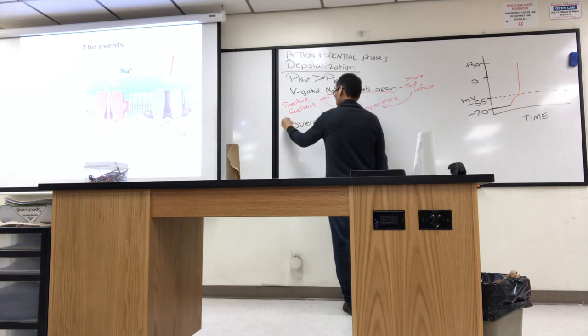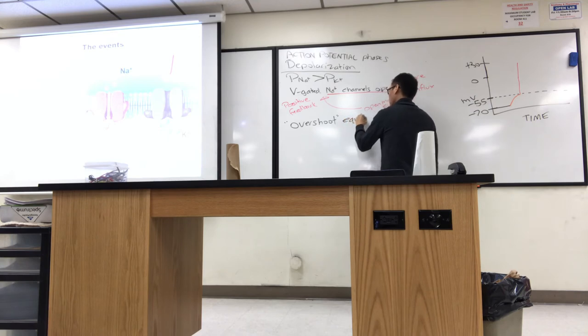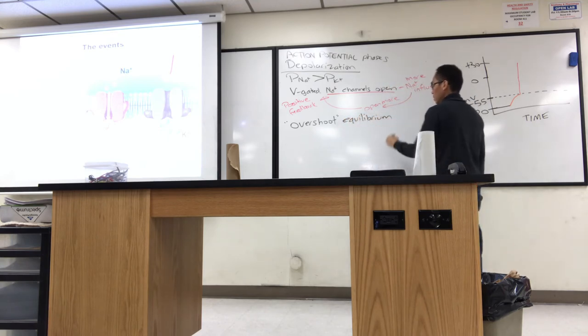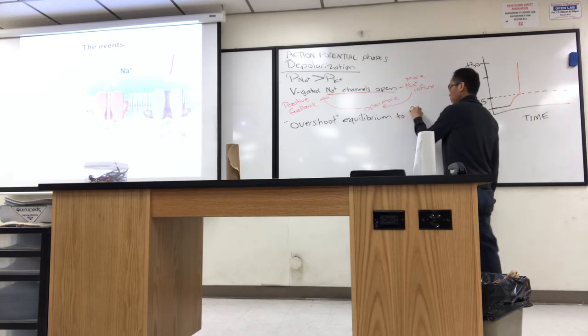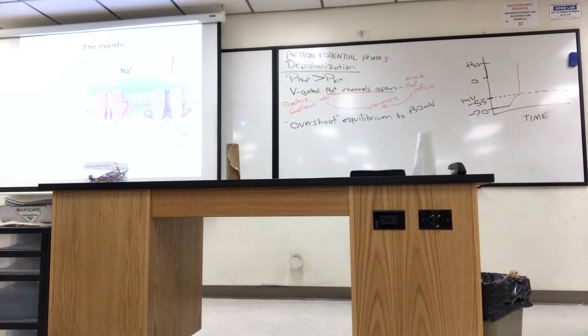This depolarization is called the overshoot. You overshoot equilibrium. You go up to about plus 30. Okay, and all right, so that's basically it. Any questions on depolarization?